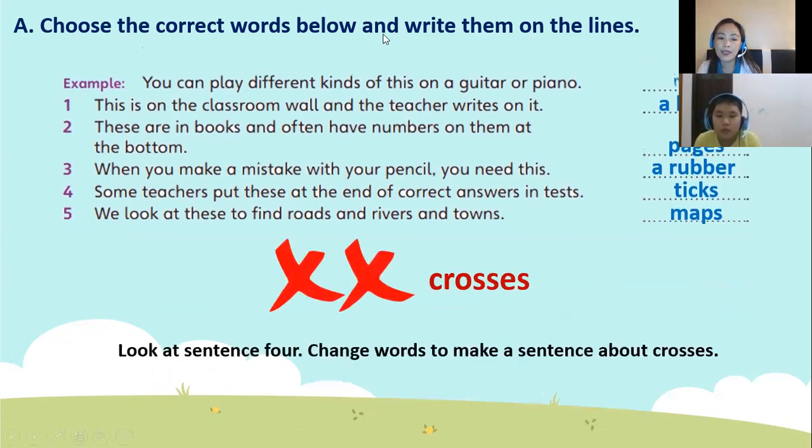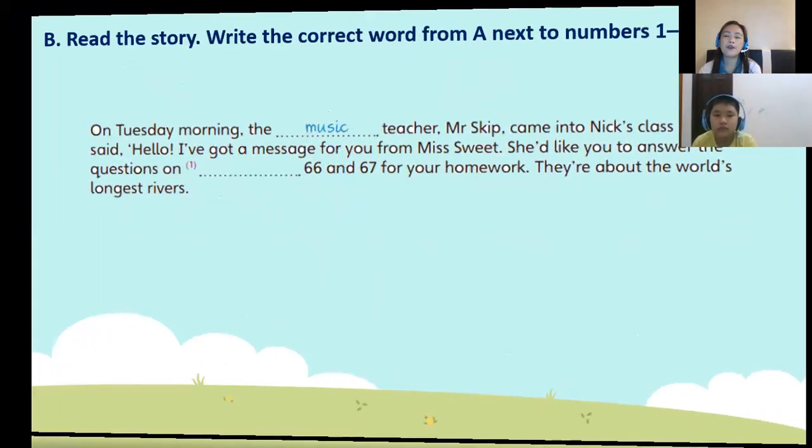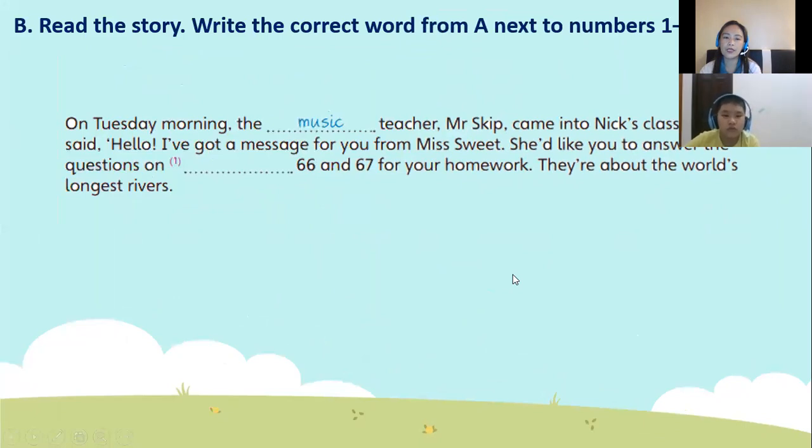Okay, so you're going to look at sentence 4, baby. Change words to make a sentence with crosses. Some teachers put this at the end for correct answers in a test. So what will be the answer? Some teachers, can you read it? Some teachers put this at the end for wrong answers in a test. Yes, next. Read the story, write the correct word from A next to numbers 1 to 6.